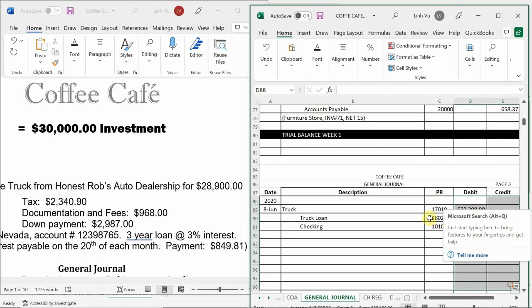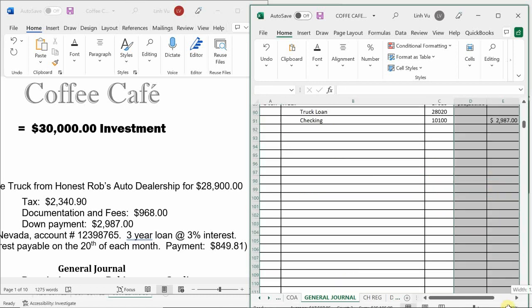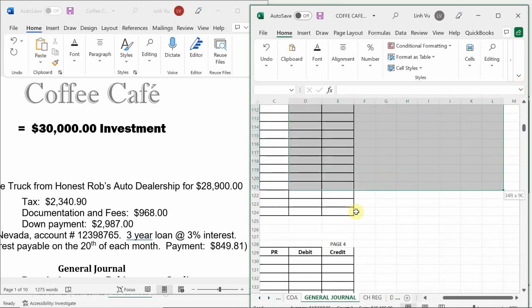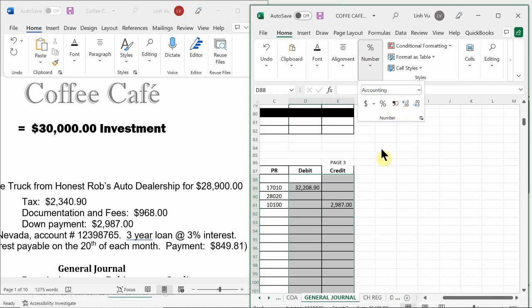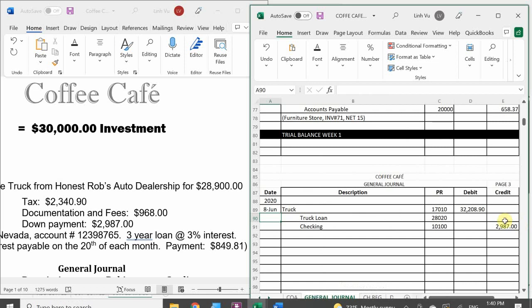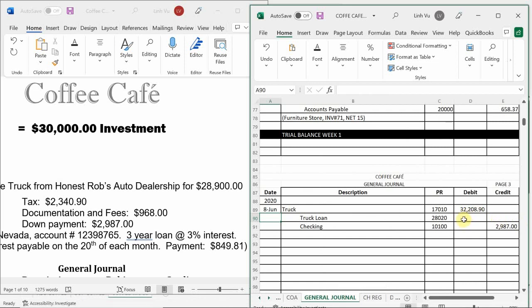how much is going to be my loan for? If the truck is $32,208.90, right? And I already made a down payment of $2,987, then how much is going to be my loan for?